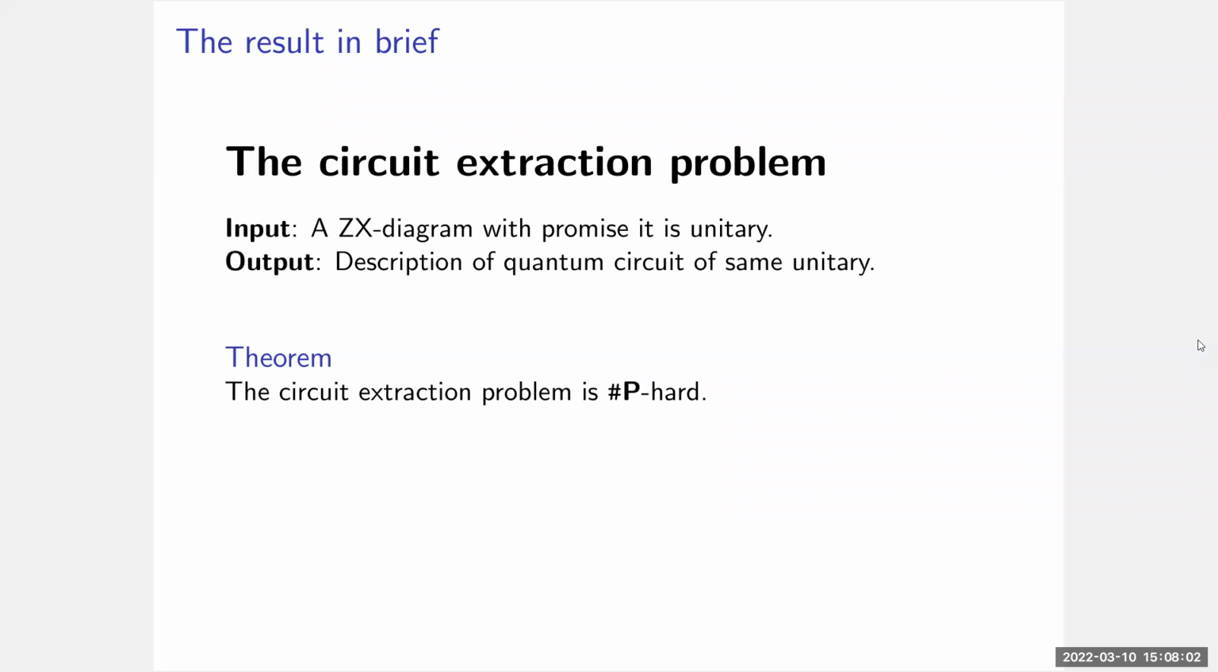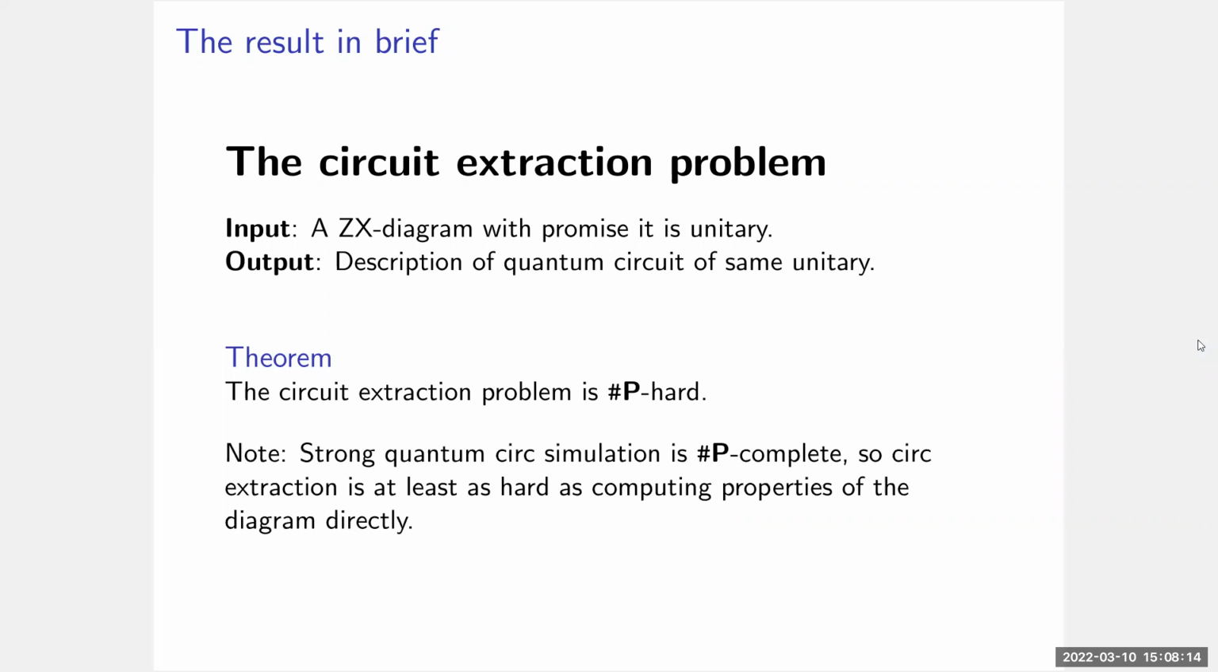And it turns out that this problem, where we are allowed to put in any ZX diagram as unitary, is #P-hard. I'm going to explain a bit later what #P exactly means, but it means it is very hard. It's at least as hard as strong quantum circuit simulation. So that means that extracting a circuit from a ZX diagram is in fact just as hard as computing properties of the diagram directly, because that's what simulating or calculating the diagram is.